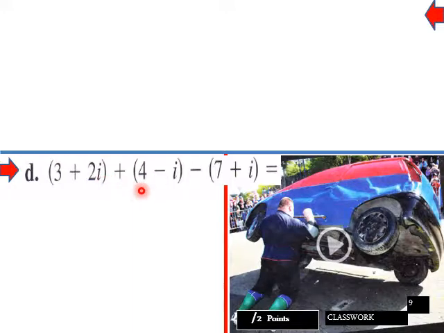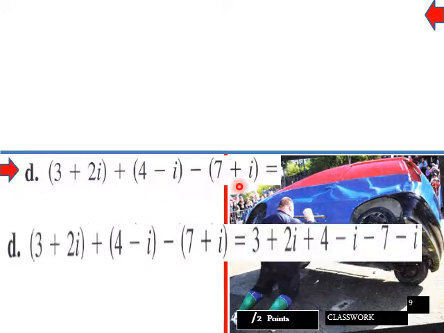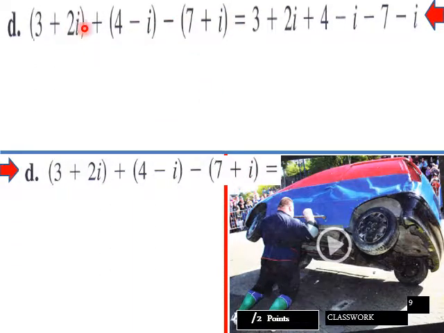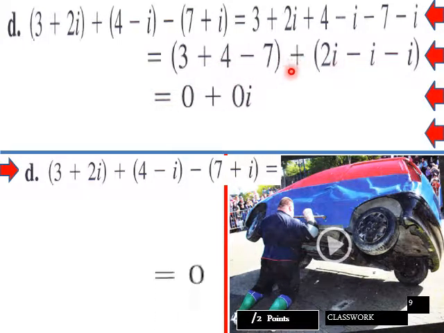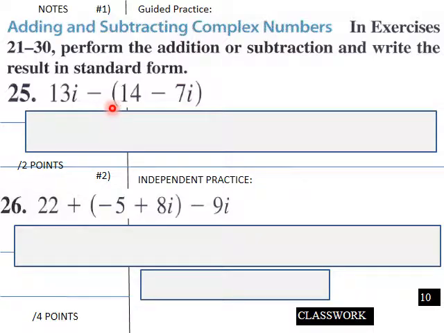So d, 3 plus 2i plus 4 minus i minus 7 plus i. So we have this big long thing here. We take away our parentheses. We have this array here. And then we group together our real numbers here, and then our imaginaries over here. So this comes up to 0. This comes up to 0. So it equals 0. 0 plus 0i is 0.